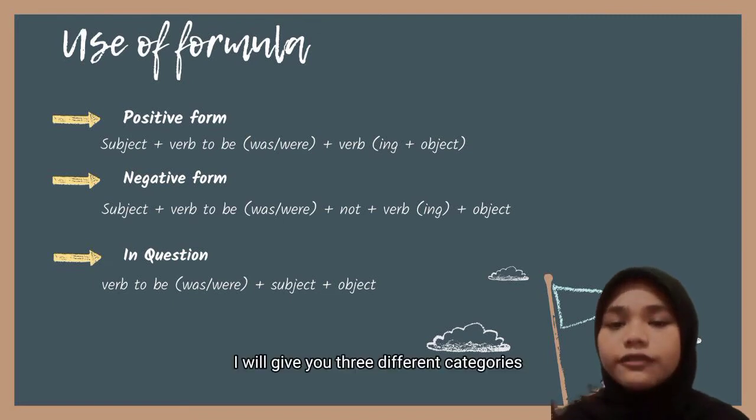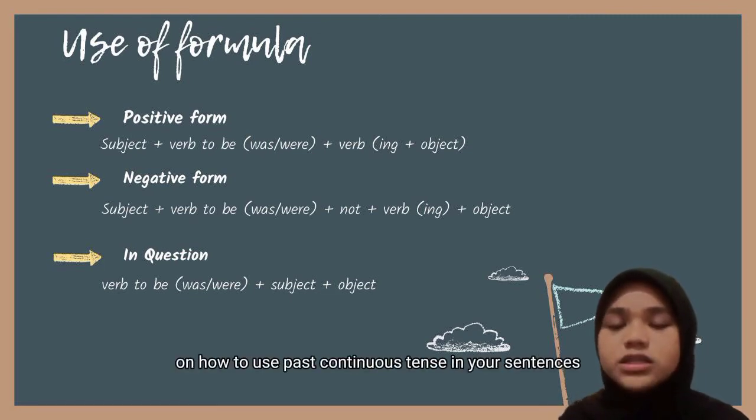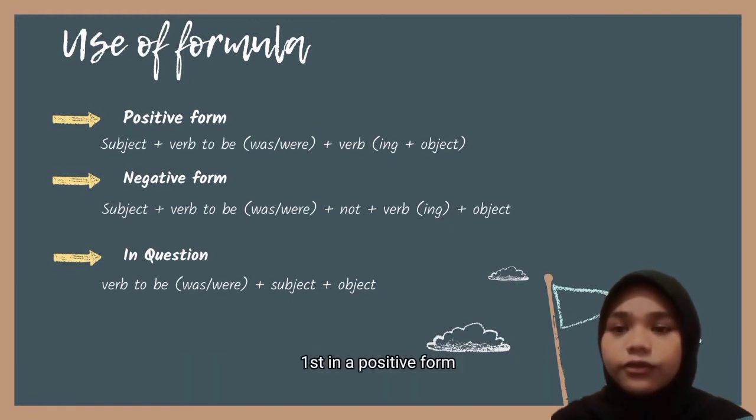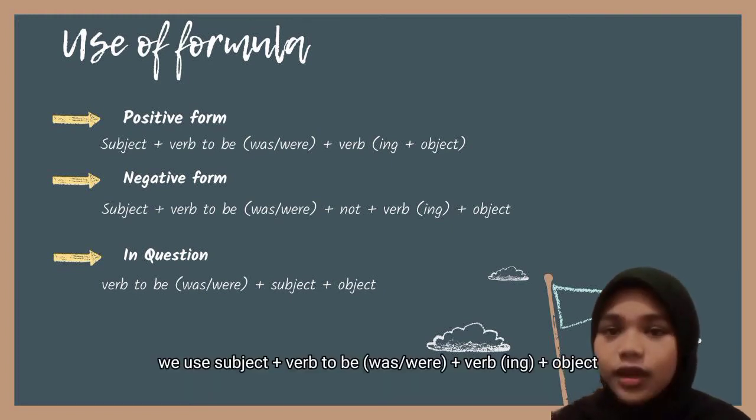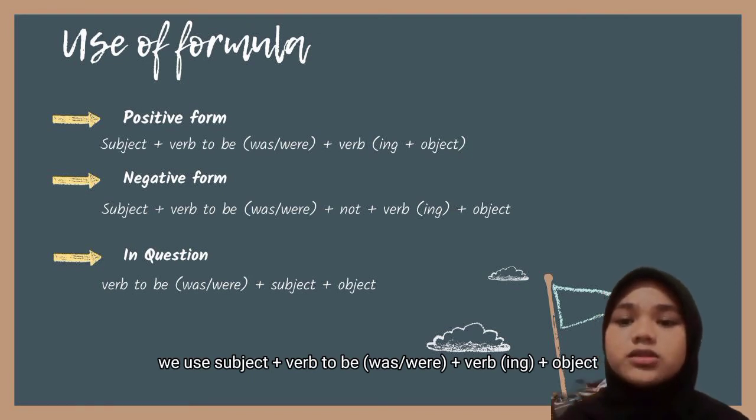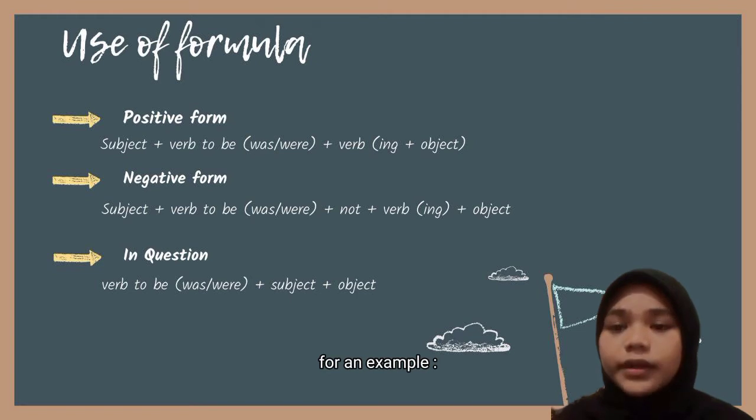I'll give you 3 different categories on how to use the past continuous tense in your sentences. First, in a positive form, we use subject plus verb to be (was/were) plus verb-ing plus object. For example, Sarah was going to Paris next week.